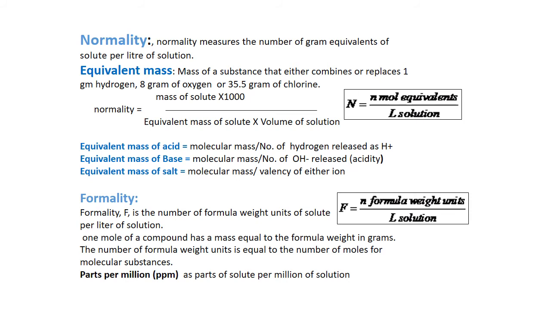Formality, it is just like the molarity. Formality means formula mass of the compound is used, and F is the number of formula weight of solute per liter of the solution. Parts per million is defined as the parts of the solute per million parts of the solution.